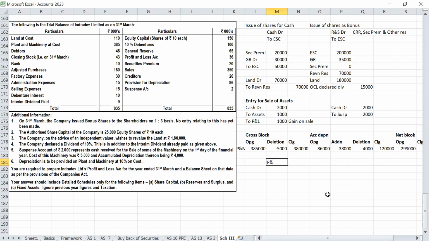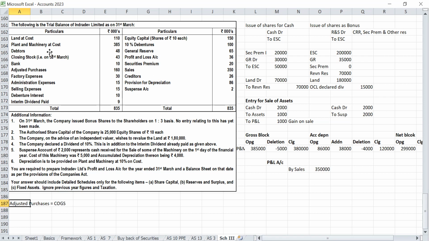Yes. First I am preparing profit and loss account in a T format for understanding purpose. By sales 3,50,000. To opening stock not given. Closing stock given. What is meant by adjusted purchases? Adjusted purchases is nothing but COGS.